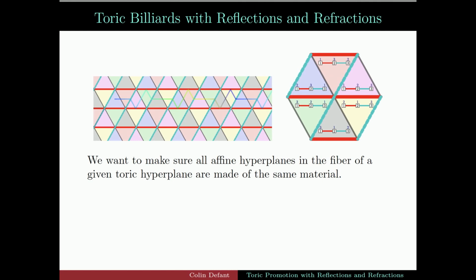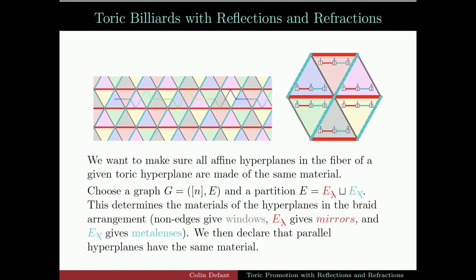So let me explain why I'm drawing this graph. This is basically going to determine the materials of my hyperplanes. I'm going to choose a graph G with vertex set [n]. And then I'm going to partition the edge set E into these 2 subsets that I'll call E-flect and E-fract. So this symbol is called E-flect. This symbol is called E-fract. And the elements of E-flect are called reflection edges. The elements of E-fract are called refraction edges.